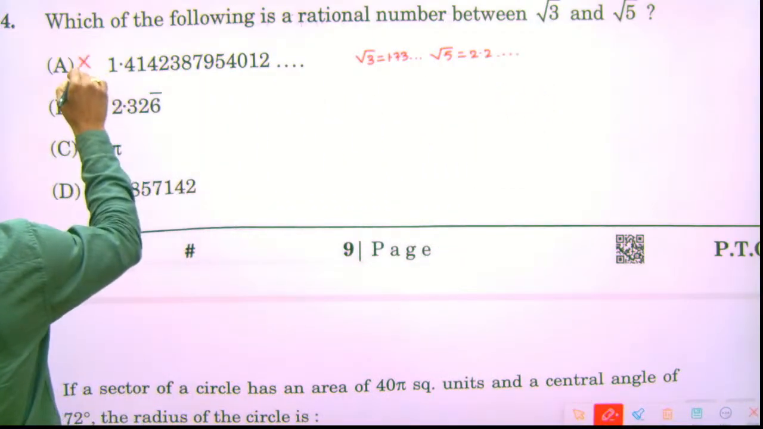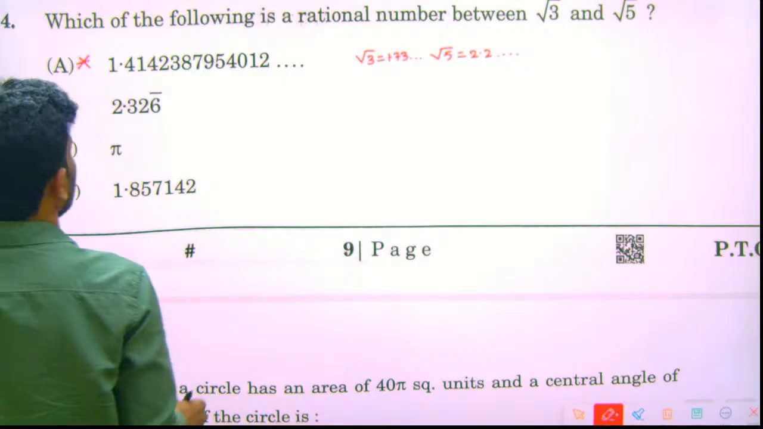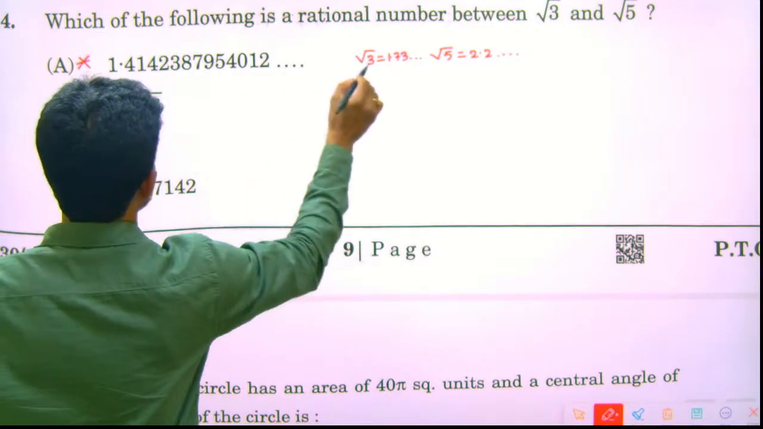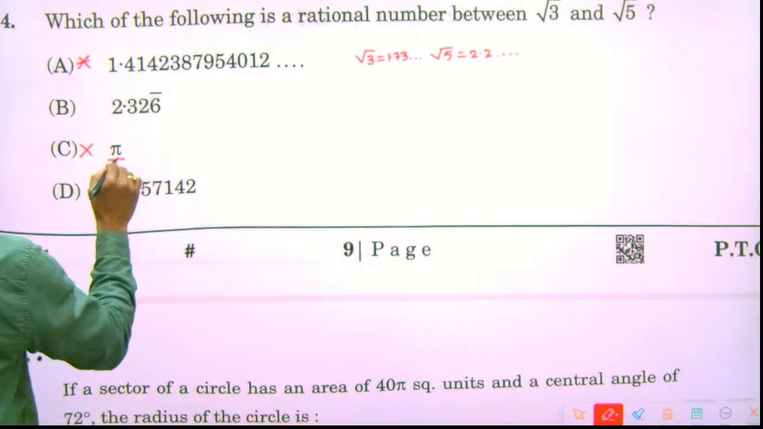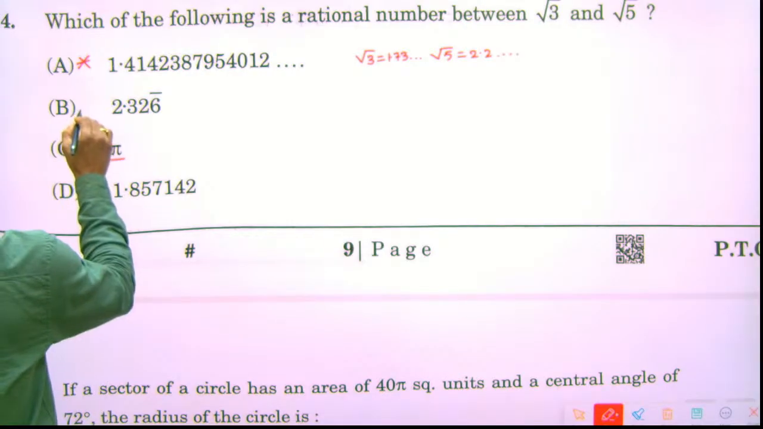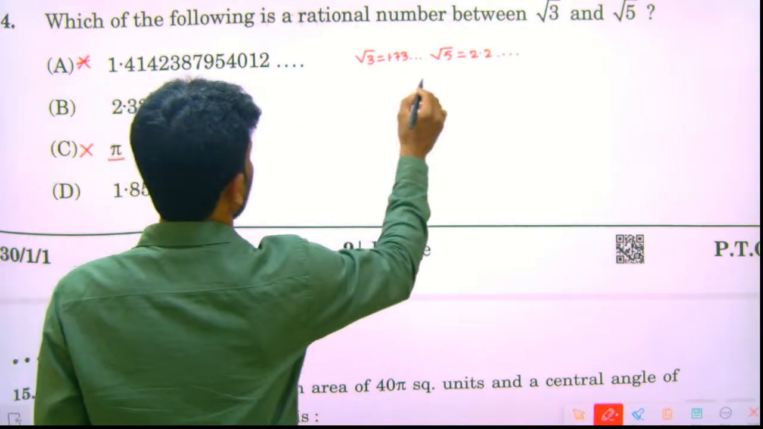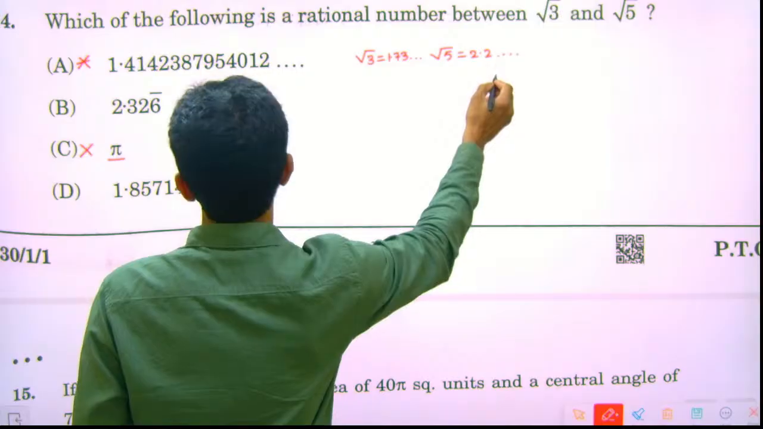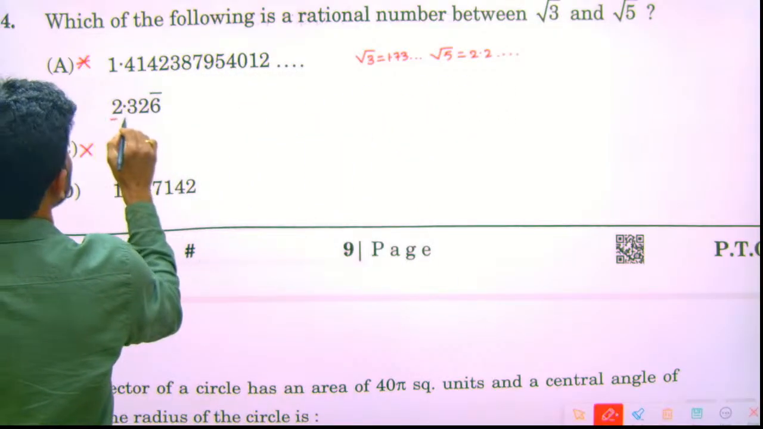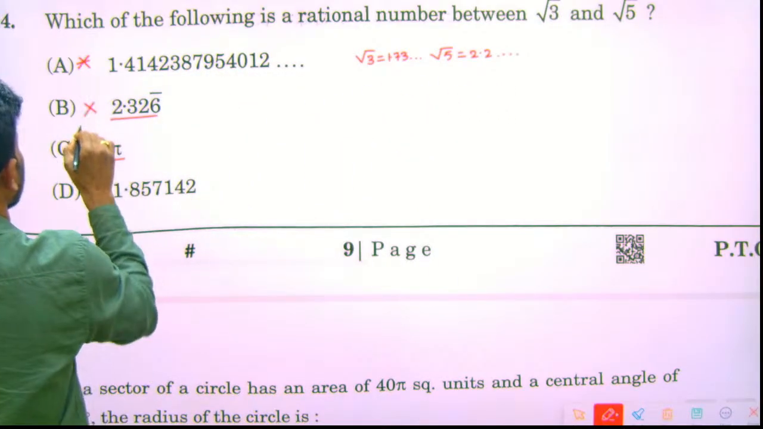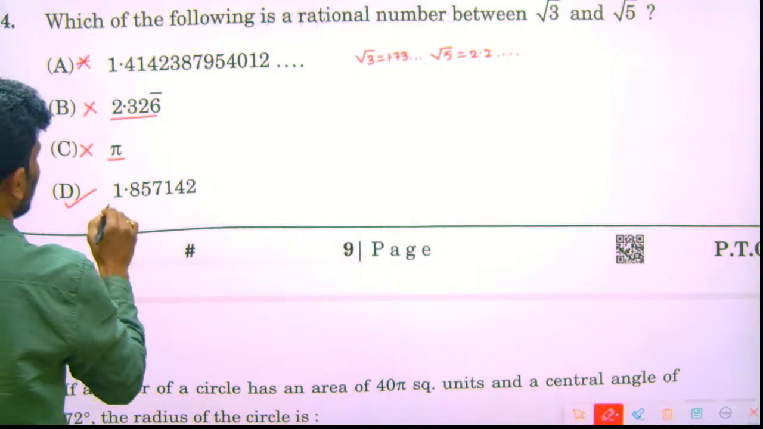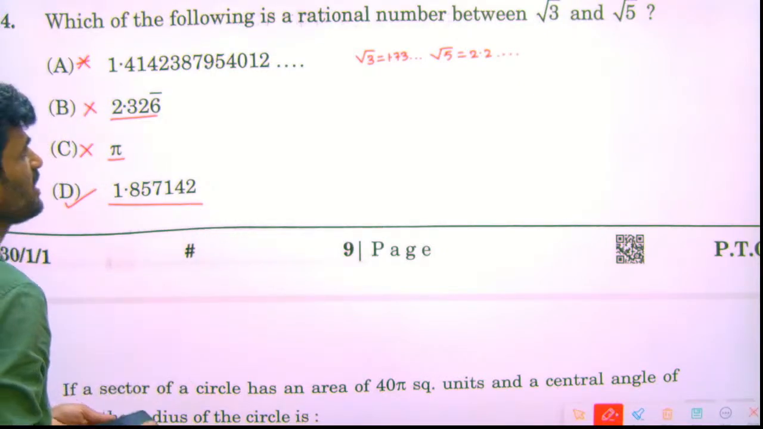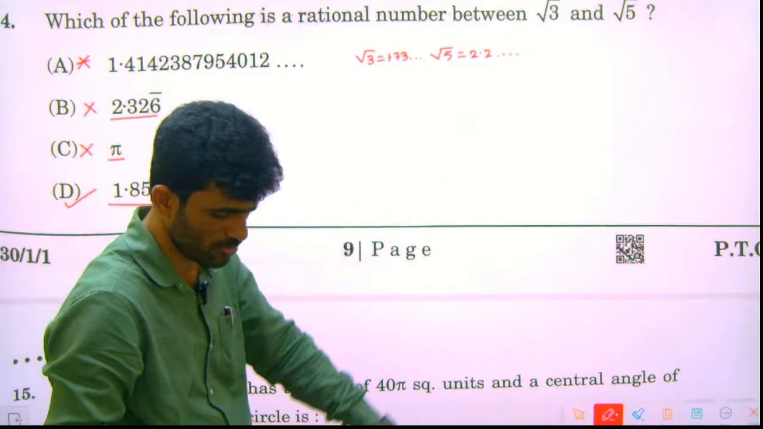First one is not correct because it is an irrational number, non-terminating, non-repeating. Third is also not correct because pi is an irrational number. Second is a rational number, but it is not between 1.73 and 2.2 because it is 2.3 something. So this is also not correct. Only this is correct. Option D is correct because it is a rational number and it is lying between 1.73 something and 2.2 something.